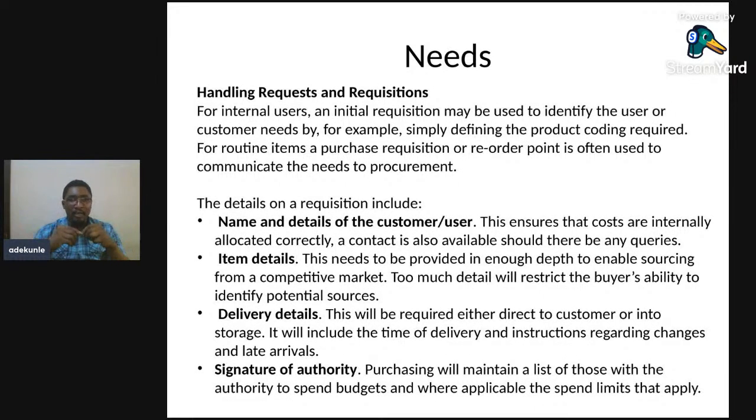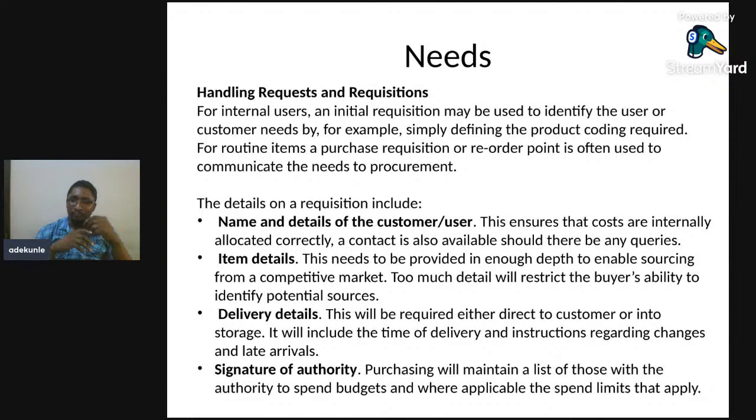All right. So what are the activities in the concept of need? Of course, there is what we call requisition, where a need is generated or a requisition form is generated from the internal user or customer. Then the initial requisition will be placed and the need identified. Then either the user or the customer will state the need in the form. Some of them use product coding, maybe for routine items.